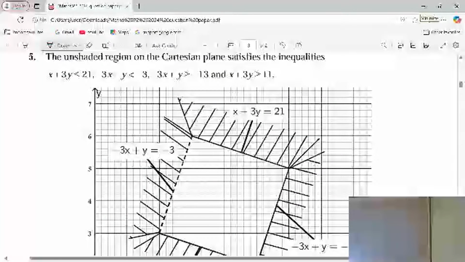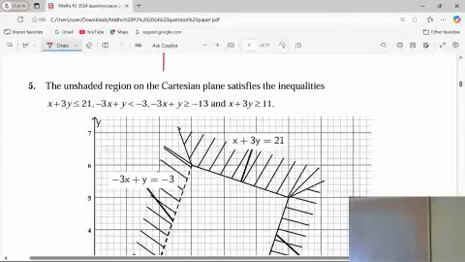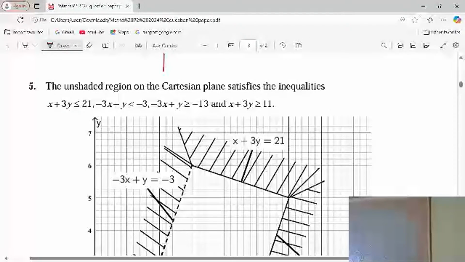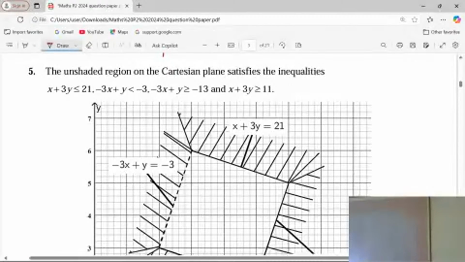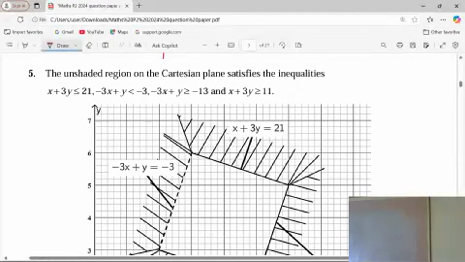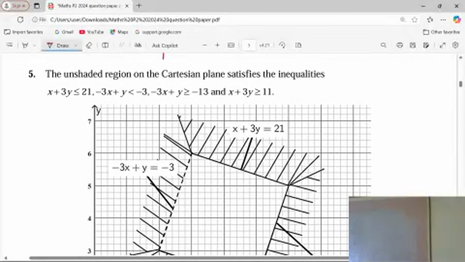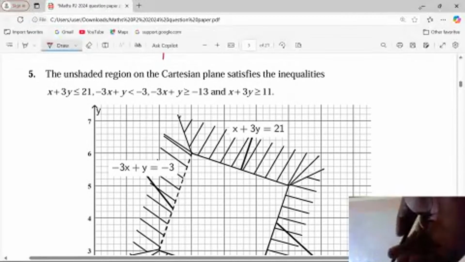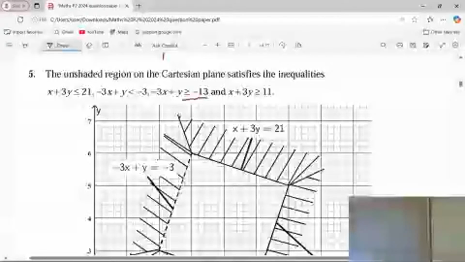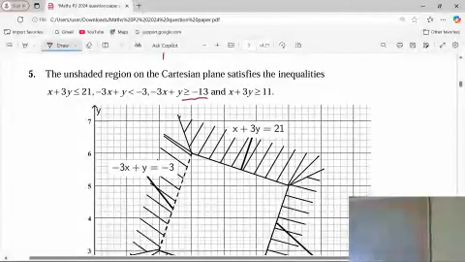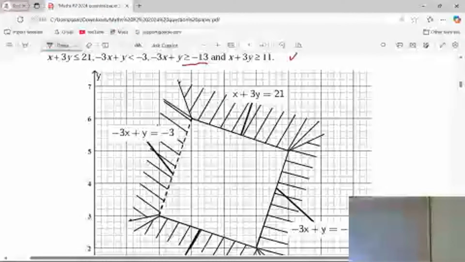Let's look at question number 5 in the KCSE. The unshaded region on the Cartesian plane satisfies the inequalities x plus 3y less than or equal to 21, 3x plus y less than or equal to negative 3, then negative 3x plus y greater than or equal to negative 13, and x plus 3y greater than or equal to positive 11.